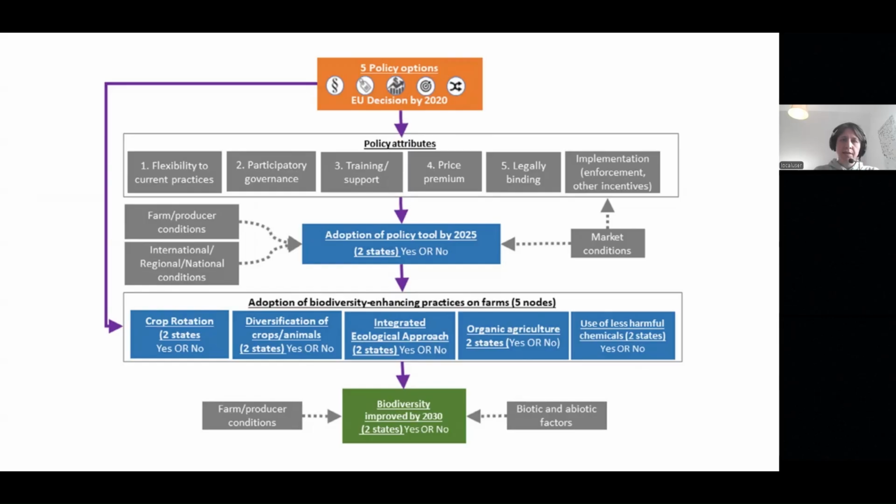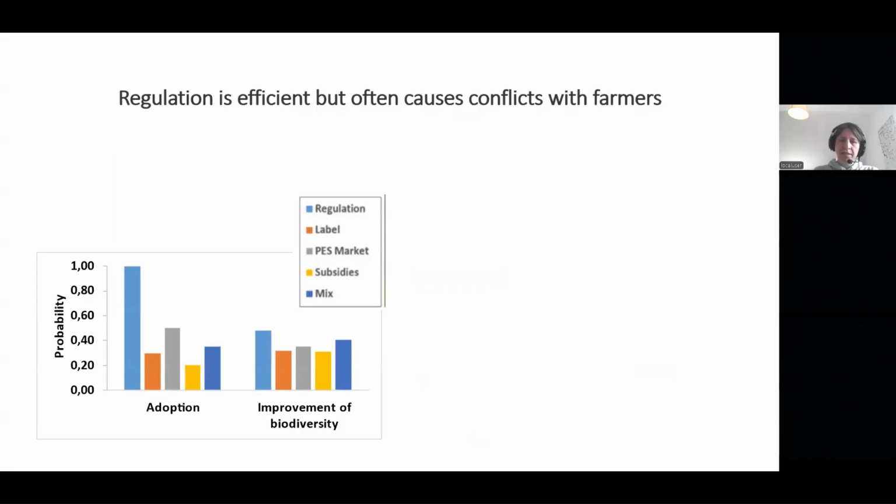And then we looked at, what do people think, how high would the adoption be? And in the next step, what do people think, how high would then the implementation be on the farm? And then the last one would be, how much would that then improve biodiversity? So we defined all of these different nodes in our model, and we also defined the different interactions. And we came up with a relatively complex Bayesian network model to then model this. And just in a nutshell, you can see the results here.